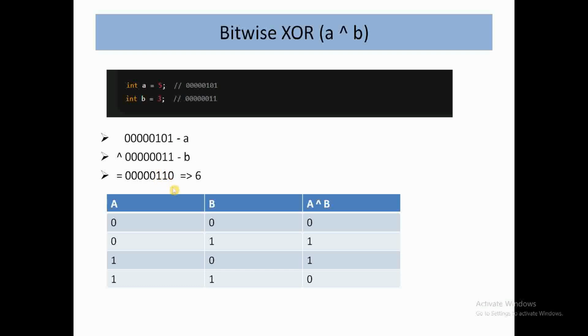It starts from 1, 2, 4, 8, 16, 32, 64, 128. We have only two true values, so we just add these two values to get the final output, that is 6. 4 plus 2, that is 6.